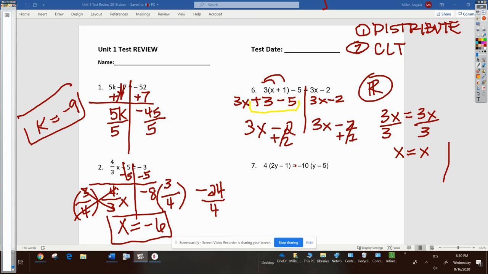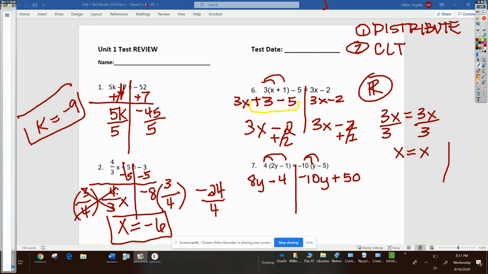All right, number 7, we have some double distribution. We need to distribute on both sides. So I'm going to take my 4 and distribute it to my 2y. So that's 8y. Take my 4 and distribute it to my negative 1. So that's a negative 4. I'm going to take my negative 10 and distribute it to my y, which is a negative 10y. Then I'm going to take my negative 10 and distribute it to my negative 5, which a negative times a negative is going to give me a positive 50.